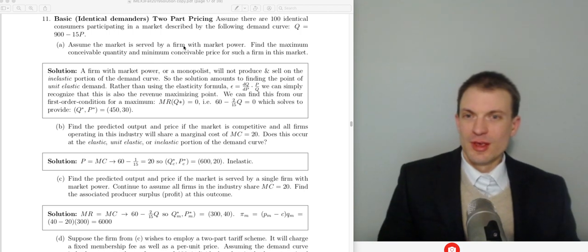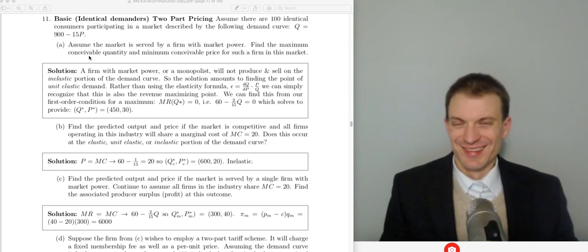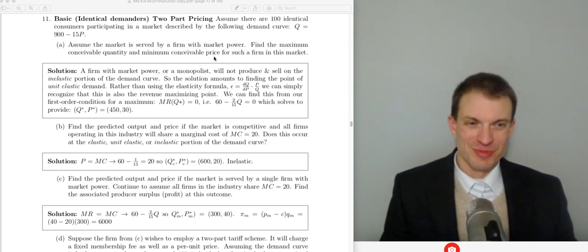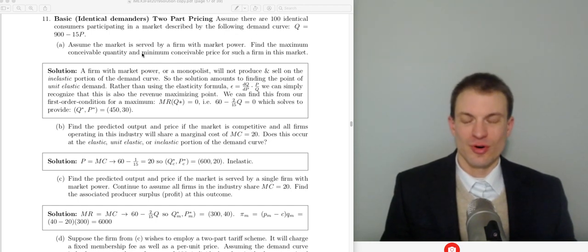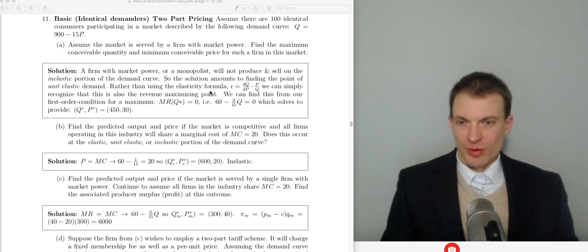Okay. So what's going to be the highest quantity? What's going to be the lowest price? The lowest price is marginal cost. Or, I mean, I guess here I'm trying to argue that it's zero. And then what's the largest quantity? Oh, okay. So sorry. Here suppose the market is served by a firm with market power. What's the maximum quantity, lowest price for such a firm? This is even before two-part pricing. So that's why I'm doing this. I'm just thinking, what's the revenue maximizing price and quantity?